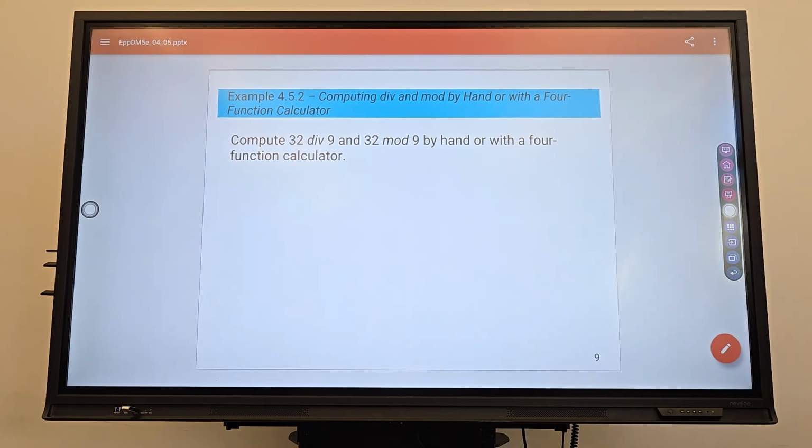32 div 9. How would C++ do this with integer math?